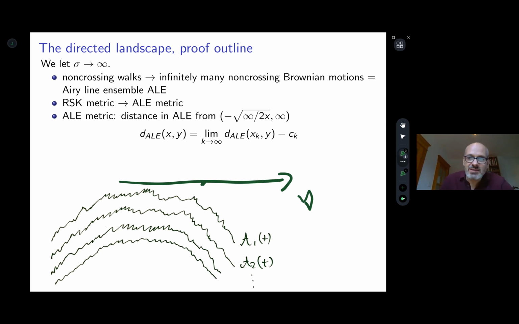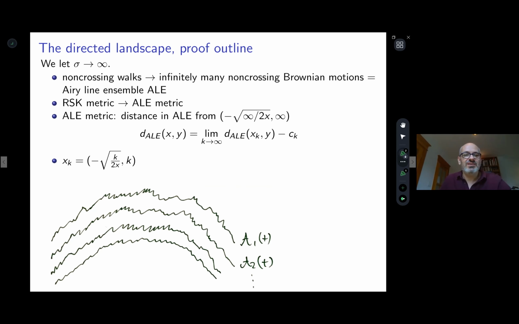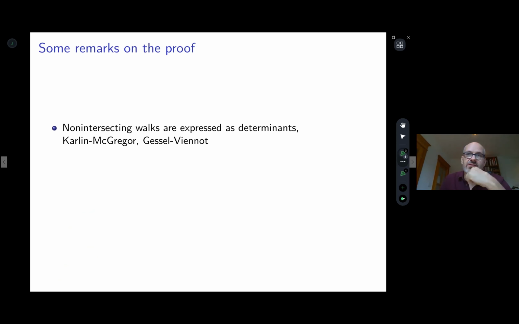Okay, so I basically told you how, here is the xk, you just take a limit. And this L(X,Y), this Airy sheet, is actually this Busemann function distance in this limiting object. Okay, so how does this proof go?